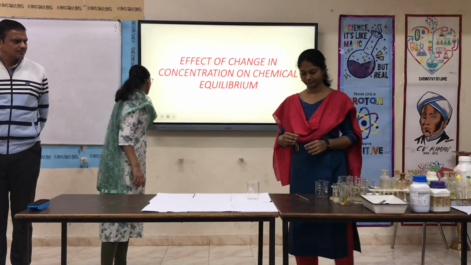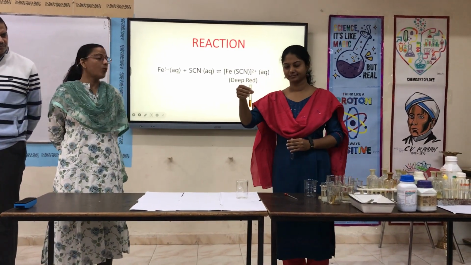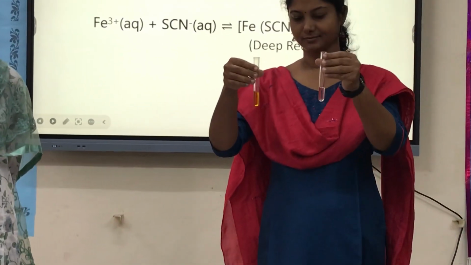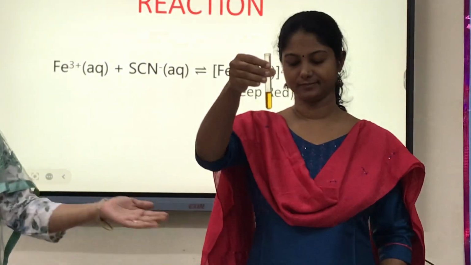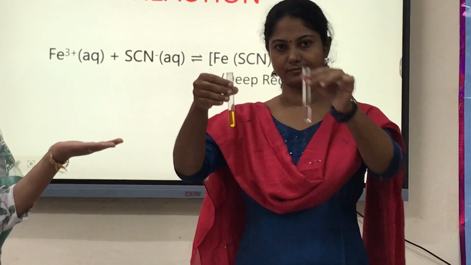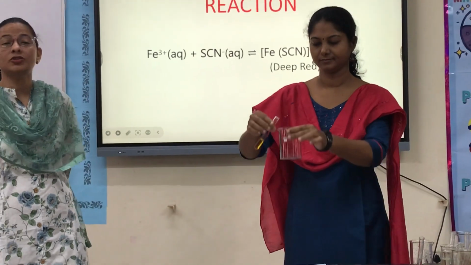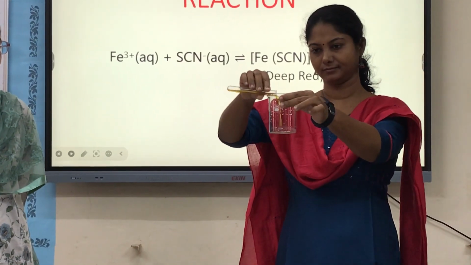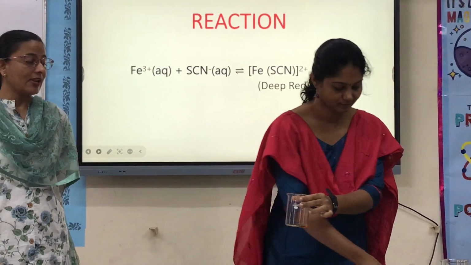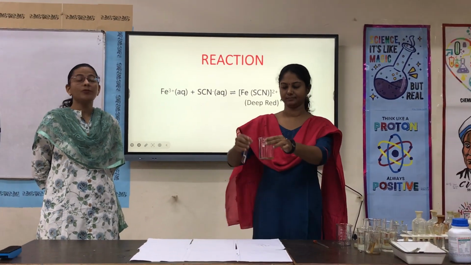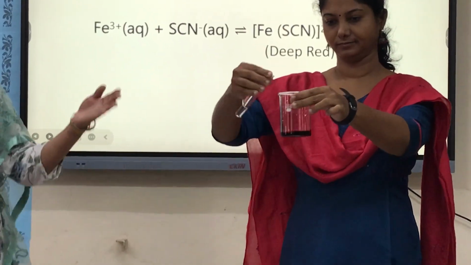So for this, we will take 0.1 molar ferric chloride solution and 0.1 molar potassium thiocyanate solution. As we all see, the color of ferric chloride is pale yellow and potassium thiocyanate is colorless in nature. Now we add 0.1 molar ferric chloride solution to the beaker. And to this we will add 0.1 molar potassium thiocyanate solution slowly, and we will see the change in color.